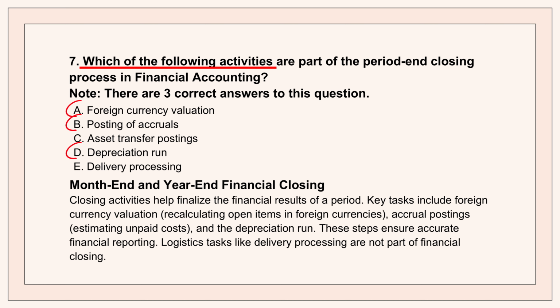What about the others? Asset transfers, delivery processing. Those are more operational things. They can happen anytime during the month. They aren't specifically defined as core period end closing steps in the same way as valuation, accruals, and depreciation are. Those 3 are really about finalizing the financial picture. Right. They feel more like ongoing business events rather than closing tasks.